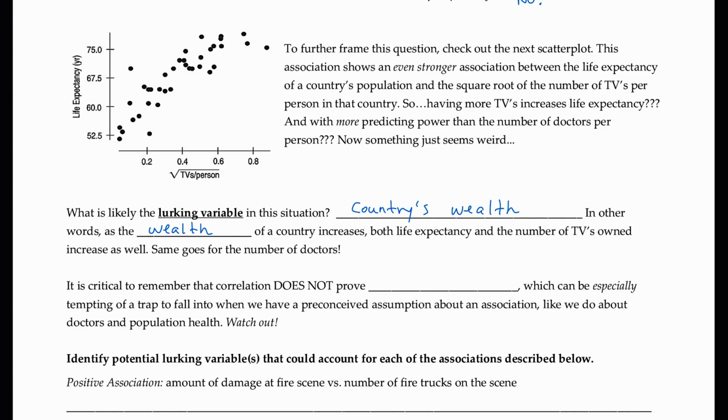So that's the idea. And that's also why the number of doctors comes in: more doctors come from countries that have more wealth. There are fewer doctors in countries where they're more impoverished, actually, is what's going on there.